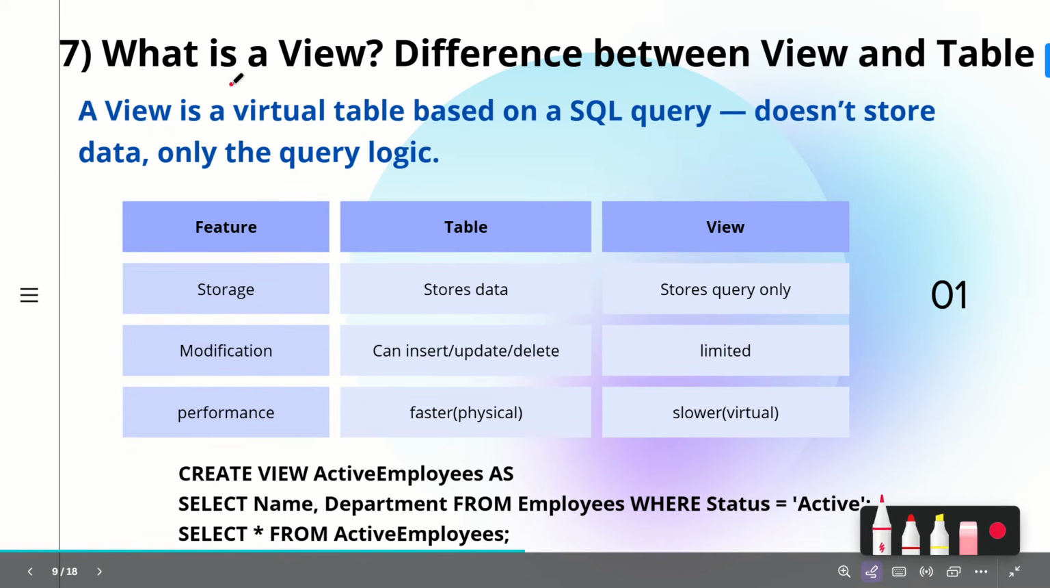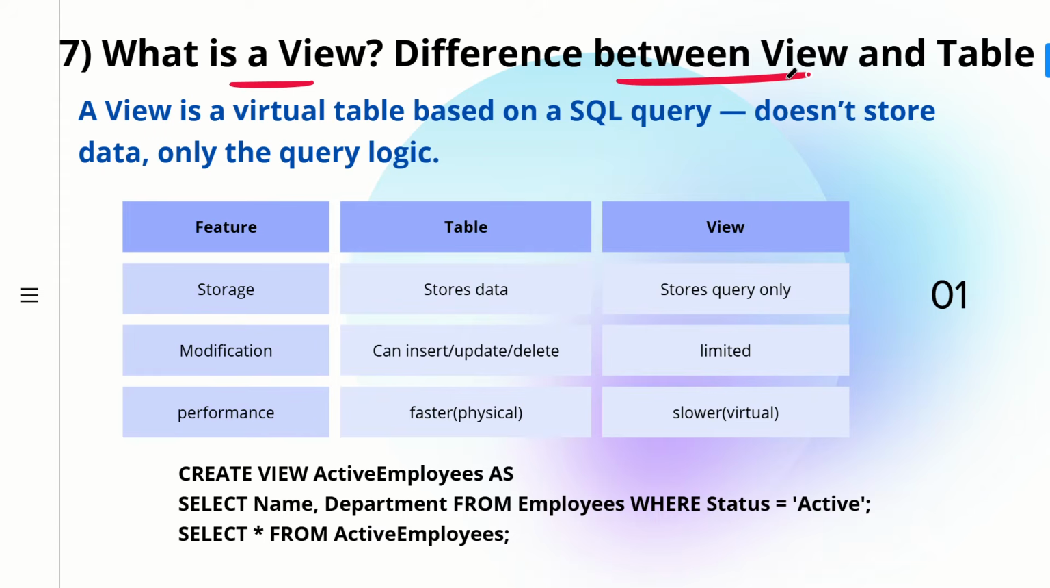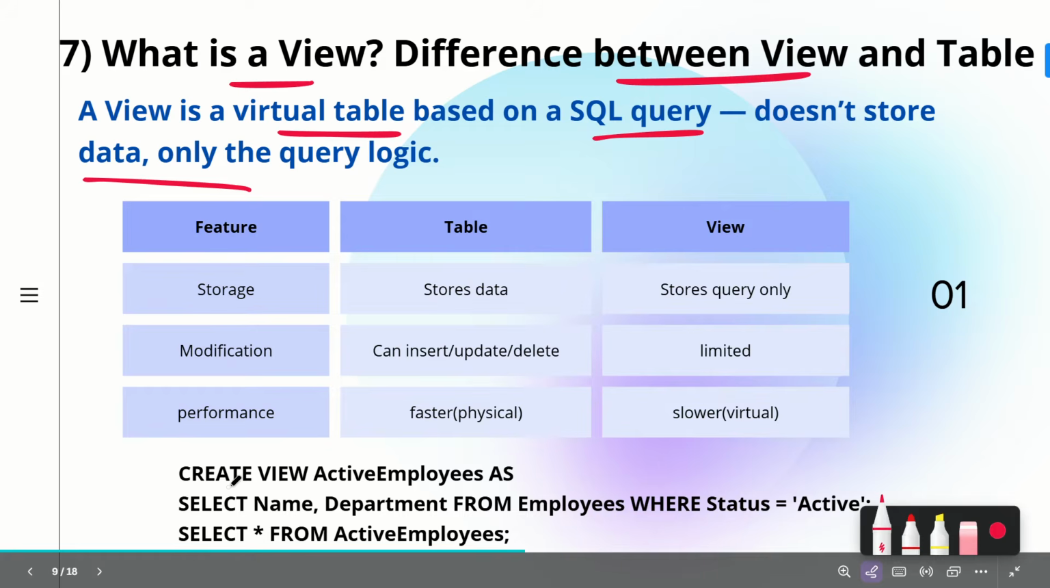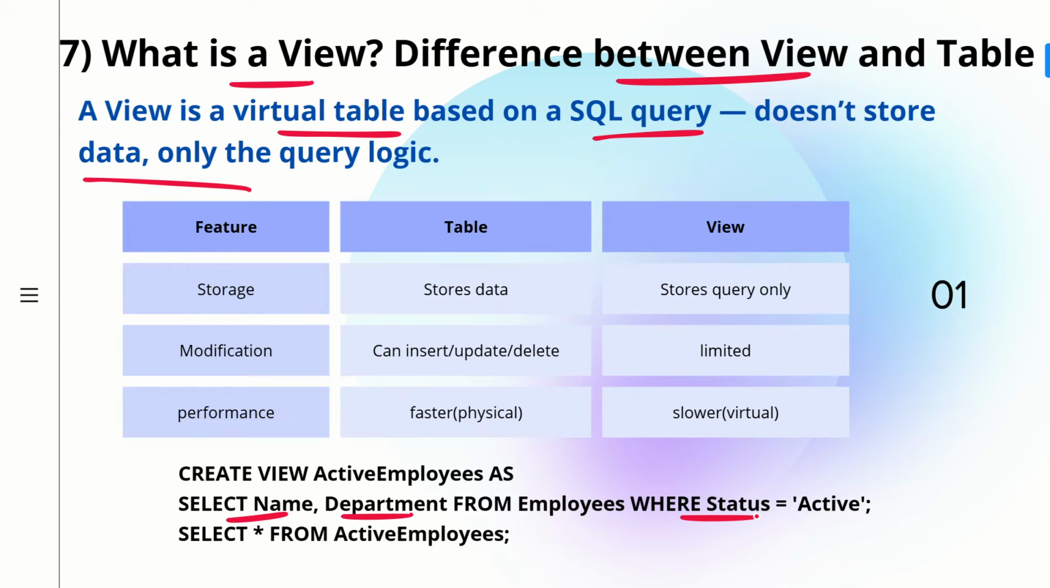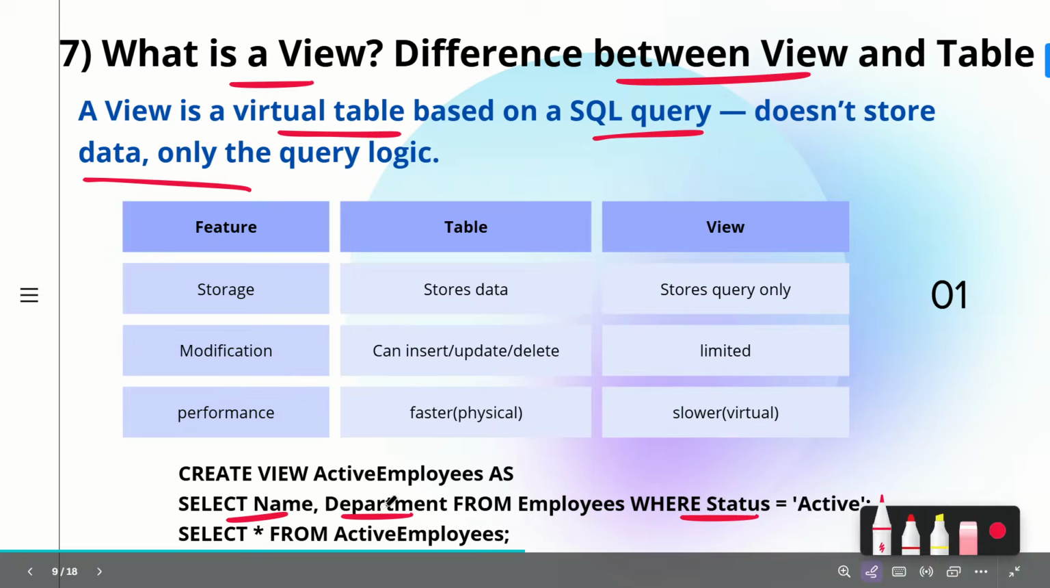Our seventh question is, what is a view and what is the difference between view and table? A view is a virtual table based upon an SQL query, and it doesn't store the data, it only stores your query logic. We will see an example first. This is a normal query, where we are selecting the name and department from the employees where status is active. We want the employees whose status is active, and we want their name and department.